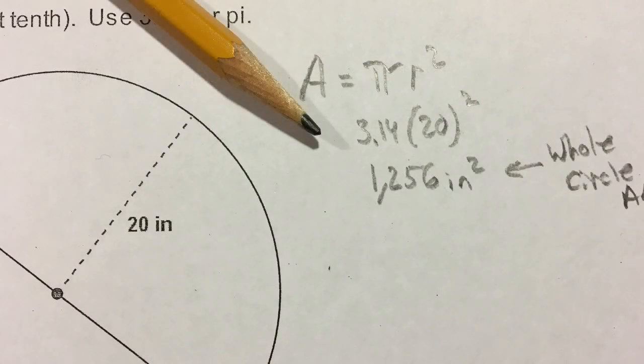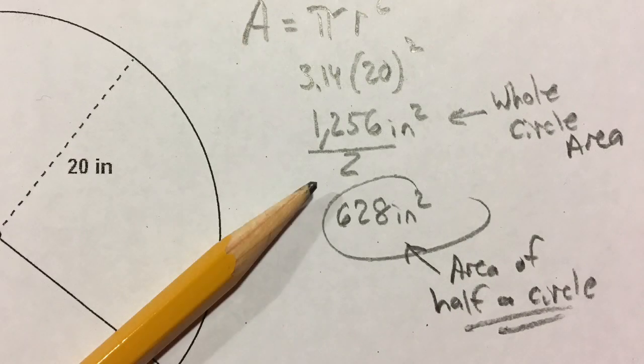In example 5, we have a similar type of problem, but this time we only have to find half of a circle. So find the area of the whole circle, and just take that area and divide it by 2, and you'll end up finding out that the area will be 628 inches squared for the half circle.